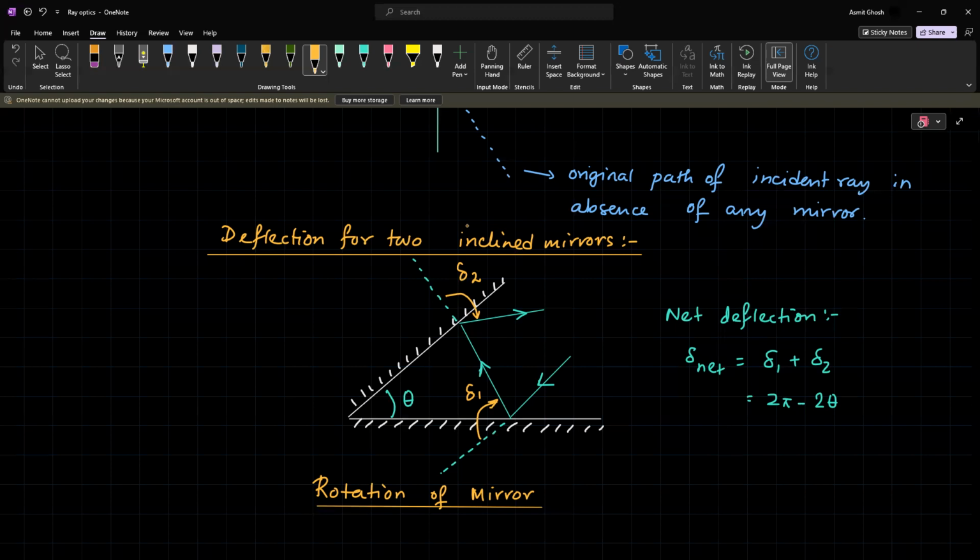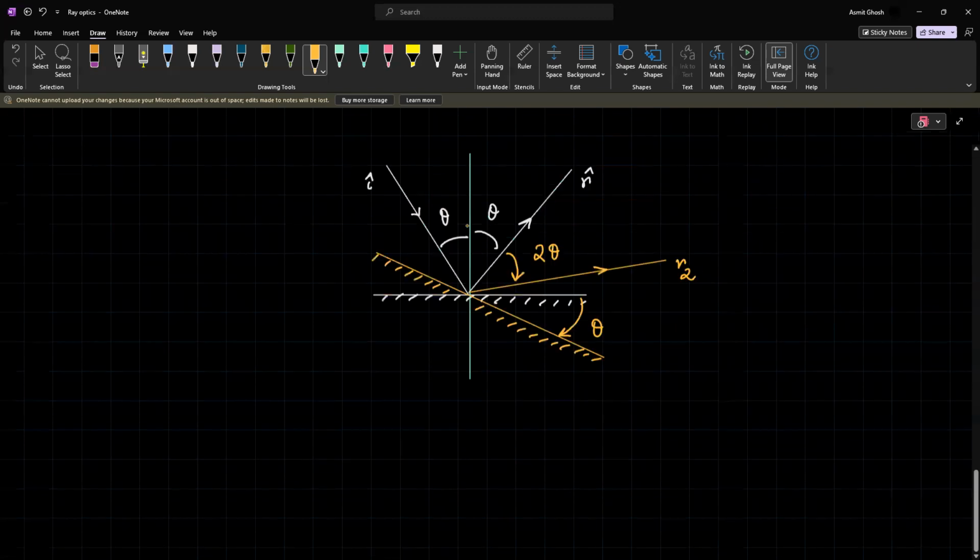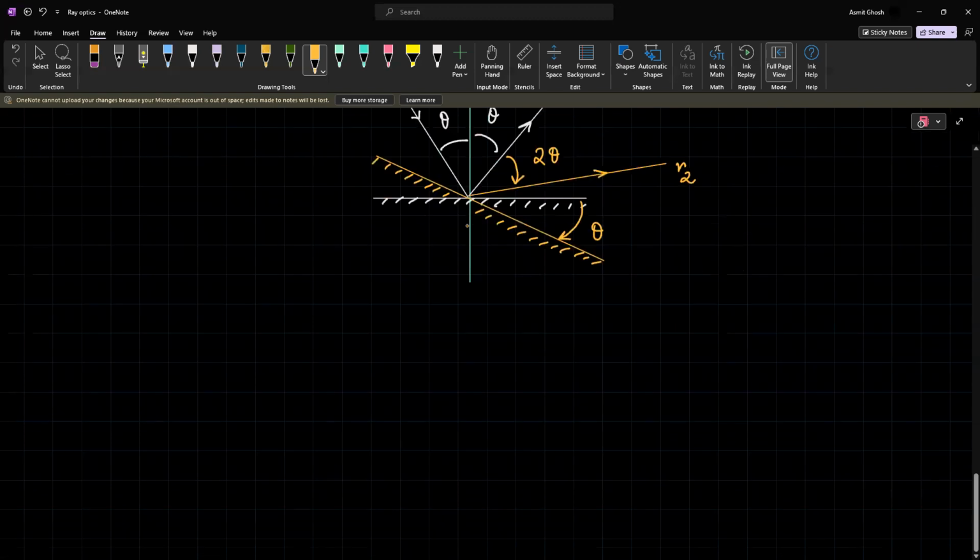Okay. Now let us say I am moving that entire mirror at a certain velocity. Okay. So, velocity of image for a moving mirror.